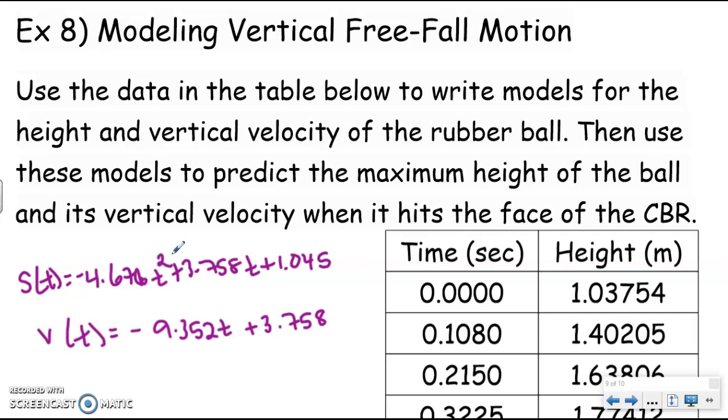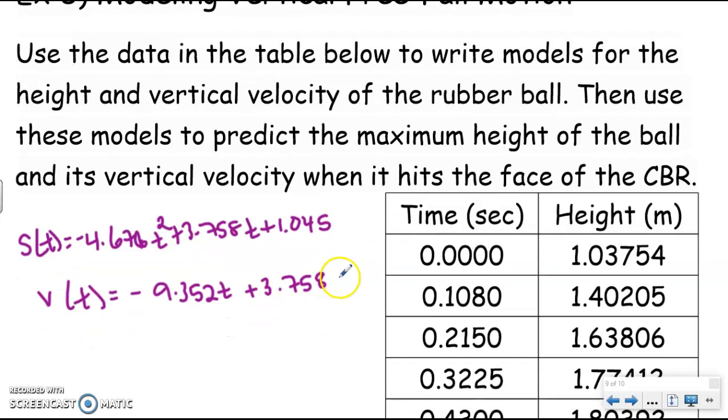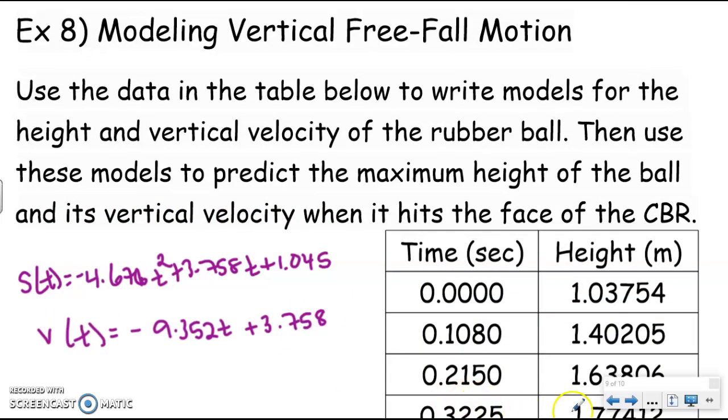Oh, sorry, one more thing. We need to predict a couple things. So we're going to predict the maximum height. We can go ahead and do that using our calculator. I'll let you do that. And then I also want you to see the downward rate when it hits the ground. See if you can figure that out. I'm going to leave that with you. We will finish this up tomorrow.